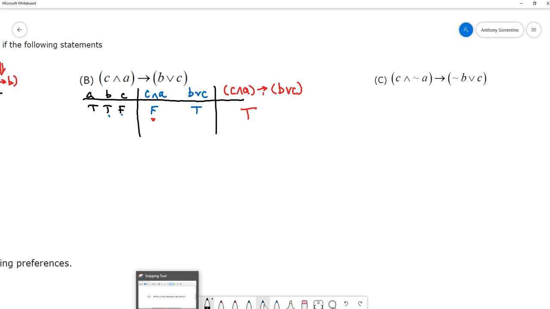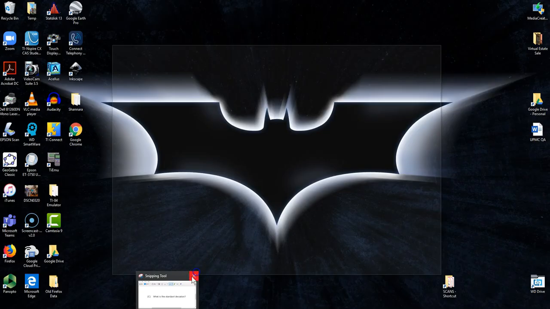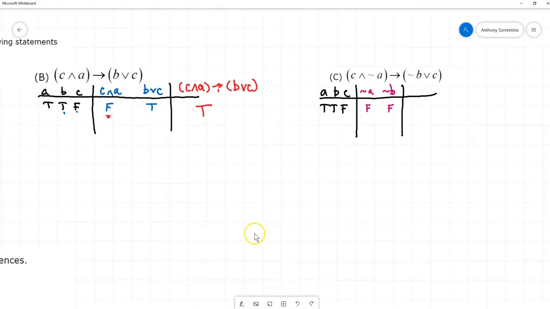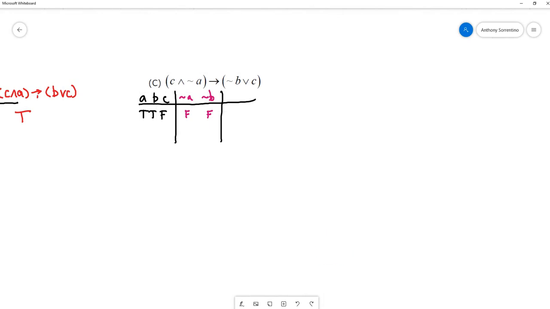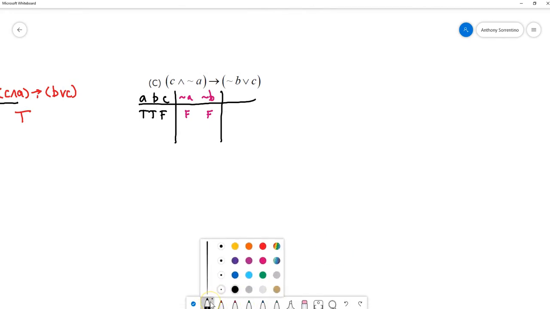For part C, again, I'm going to start with the same premise. A, B, and C, true, true, false. I have some preliminary things I have to look at. Not A is going to come into play. So not A is going to be false. And not B is going to come into play. That's also false. And again, I'm going to move this over a little bit more. Maybe expand that a little bit.